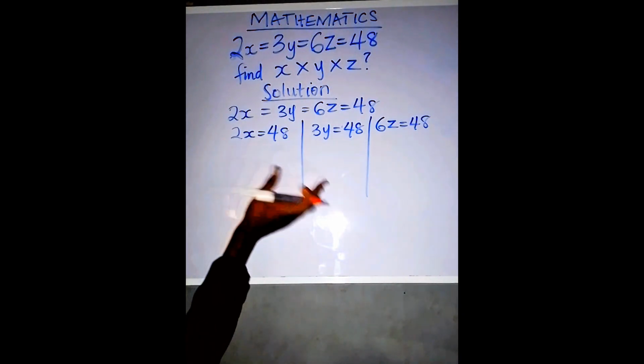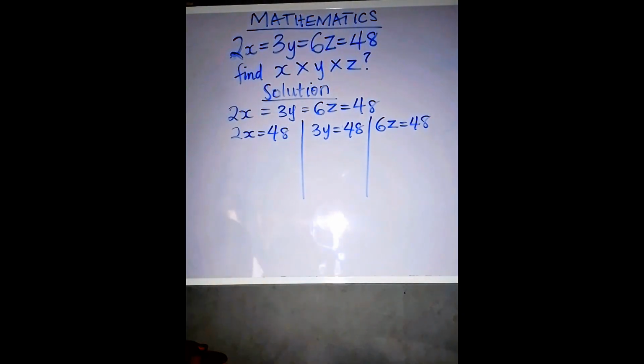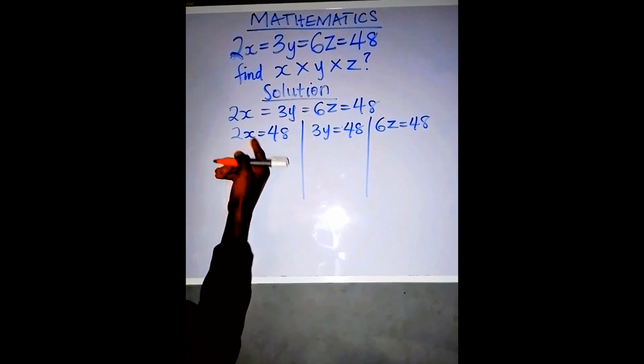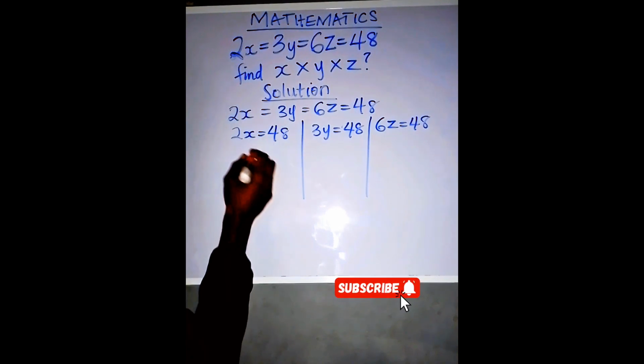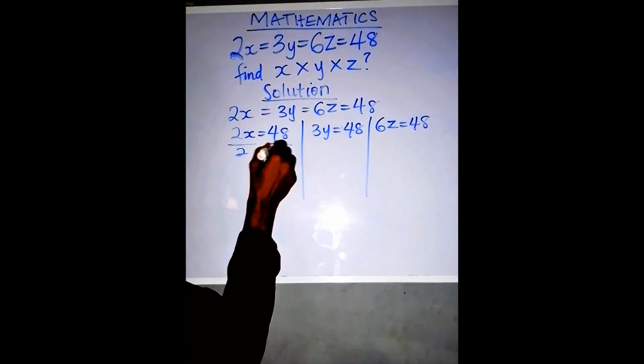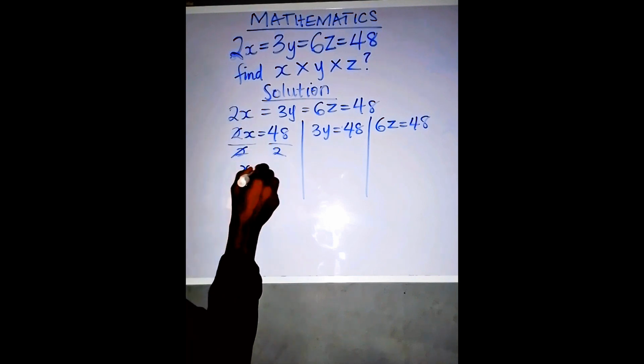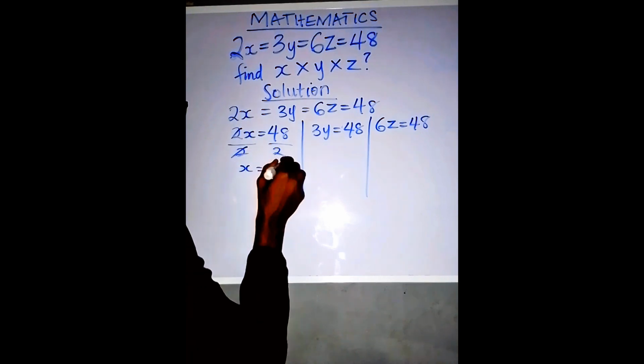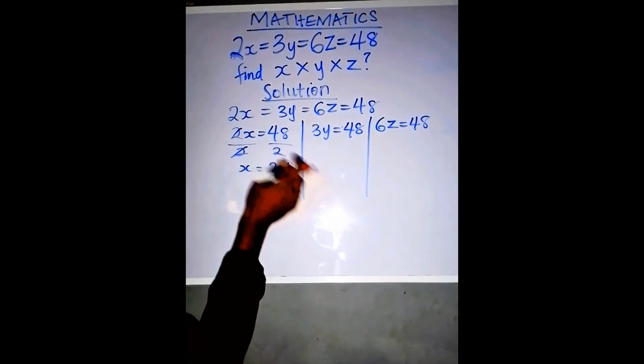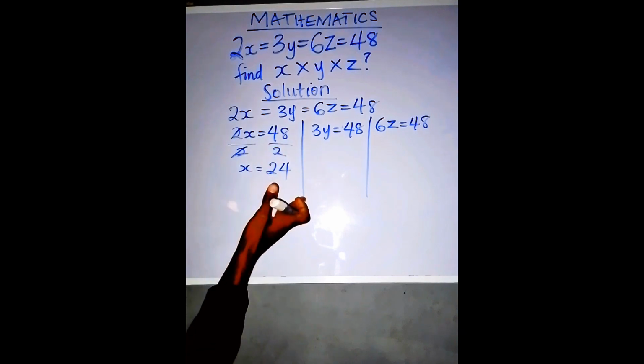Now for the 2x, so what do I do here? Very simple and very easy. I have to divide both sides by 2 to be left with x alone. So I'm dividing this part by 2, divided by 2. So my x here is 24. Good. 48 divided by 2 gives me 24. I've gotten the value of x.